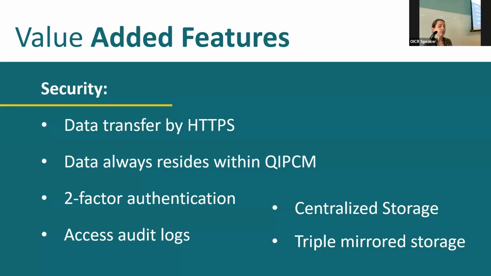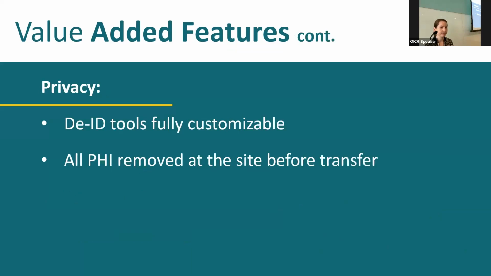We've taken many measures to ensure that security and privacy are maintained throughout all of this. The data is transferred from sites through a secure pipeline, and it always remains behind the UHN firewall, and it can't be downloaded to any remote computers. Two-factor authentication is always used for login, and audit logs are always maintained. All PHI is removed from the original data prior to it leaving the originating site and being transferred to us. And our de-identification tools are fully customizable to the needs of the trial.